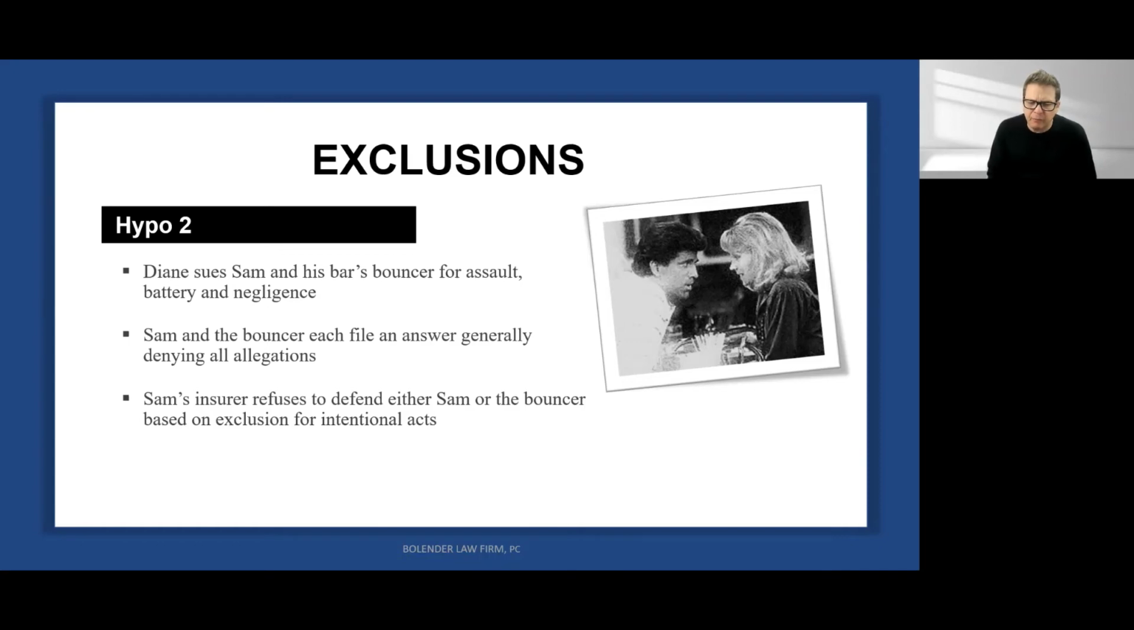Here, an incident took place at Sam's bar, and Diane sues the bouncer and sues Sam. Each denies all allegations. They also generally deny the allegations. Take 3.